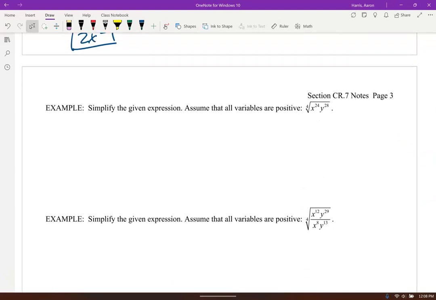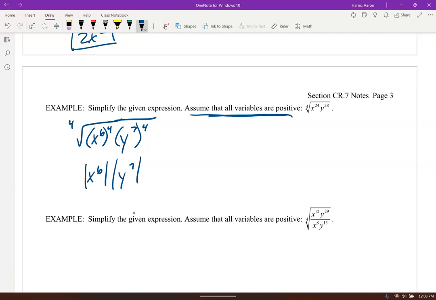Let's do some more here. I'm looking for 4 of a kind. So I'm going to break down x to the 24th as x to the 6th to the 4th. And then y to the 27th would be y to the 7th to the 4th, right? And so then I'd have x to the 6th, and I should say absolute value of x to the 6th, absolute value of y to the 7th, but they say assume all variables are positive, so we can just leave it as x to the 6th, y to the 7th. In other words, we don't have to be so technical about the absolute value on this.